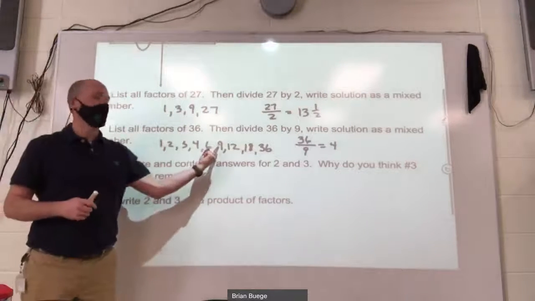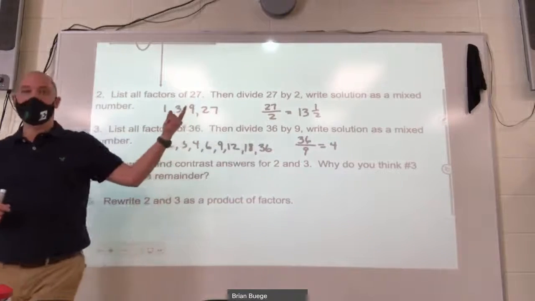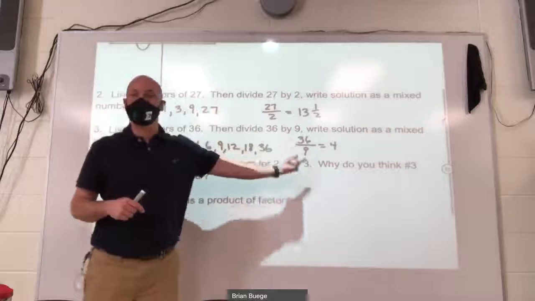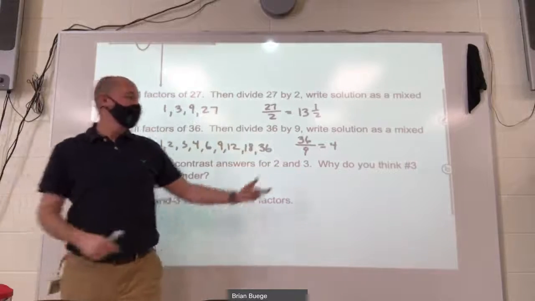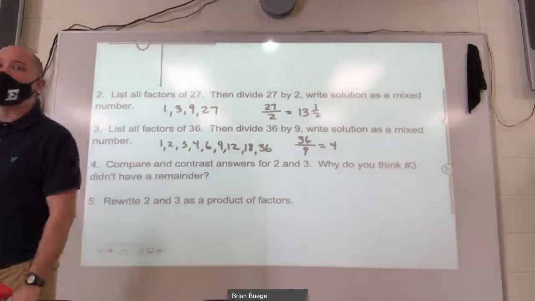Because 9 is a factor of 36. 2 was not a factor of 27. So the idea is if you take a number and you divide it by a factor, you should get a nice answer. There's no remainders going on here, if you will.